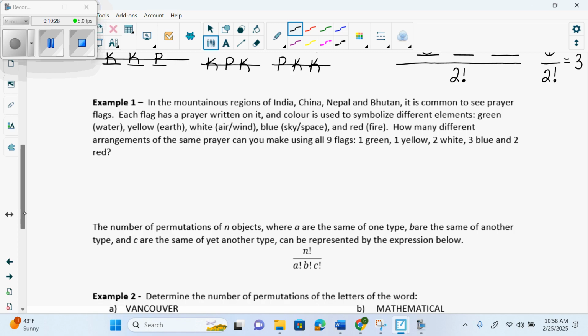So they're telling me I can't tell these apart, right? They're saying the flags are identical. Do you agree? So if they're identical, I immediately do this. I'm going to see there's repetition here. And I'm going to see that I have 2 whites. Boom. And then I have 3 blues. Boom. And I have 2 reds. Boom. Yeah? Do that right away.